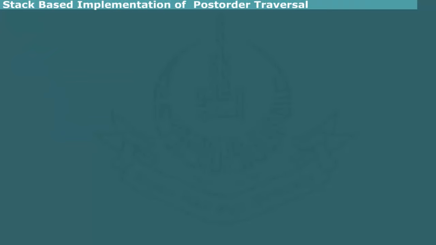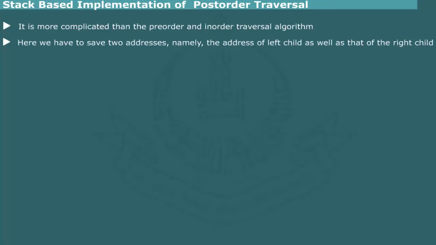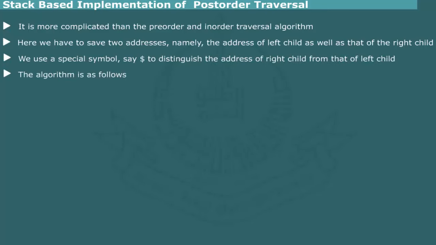Stack-based implementation of Postorder traversal. The iterative procedure for Postorder traversal is more complicated than the preorder and Inorder procedure presented earlier. Here, we have to save addresses of a node and its associated child. After popping a node, the right child are handled differently. In order to make a distinction between left and right child, we use some special symbols, say $, which is saved with the address of the right child.